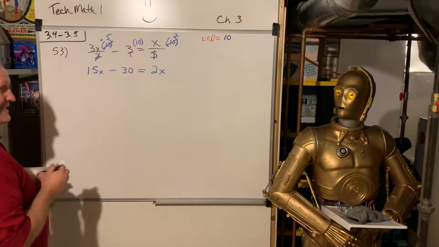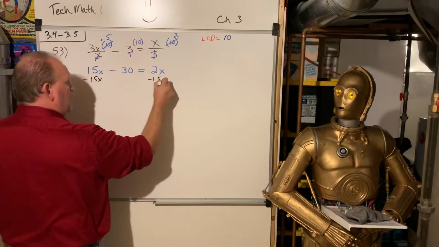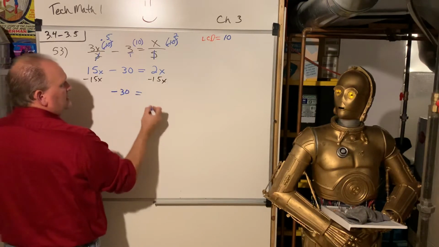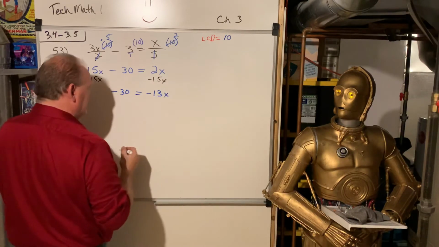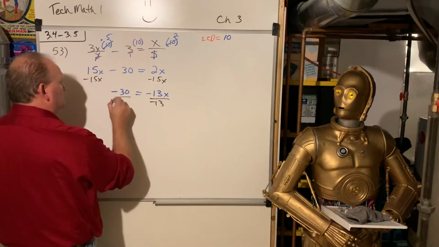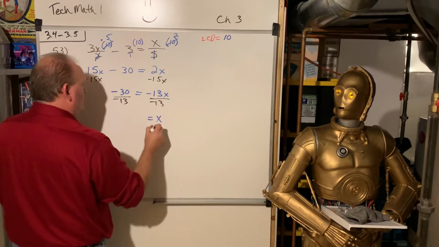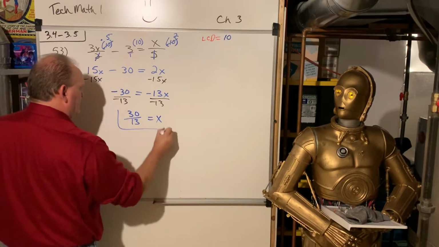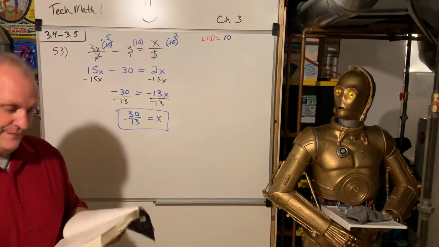Now we solve this equation. So we subtract 15x from both sides. That gives me negative 30 is equal to negative 13x. And then divide by negative 13. And so that's not going to divide evenly. So we got one ugly little answer there, 30/13. And that is it.